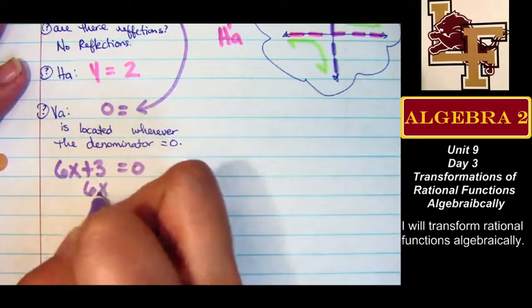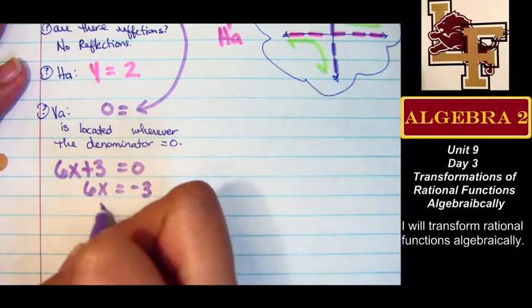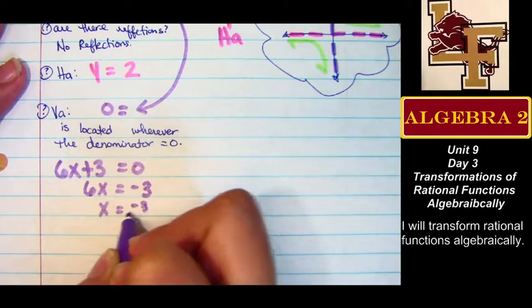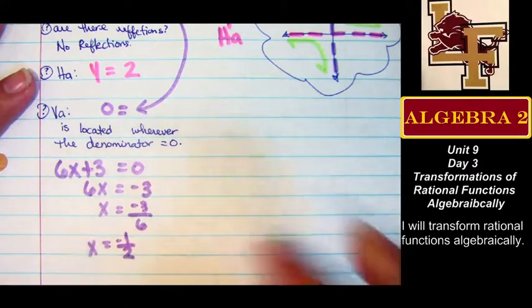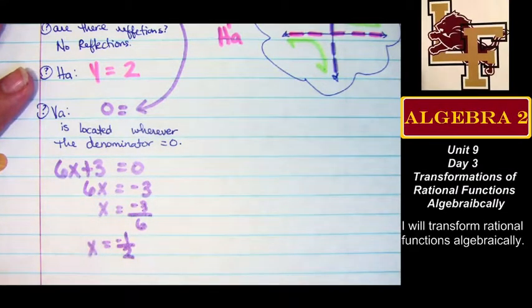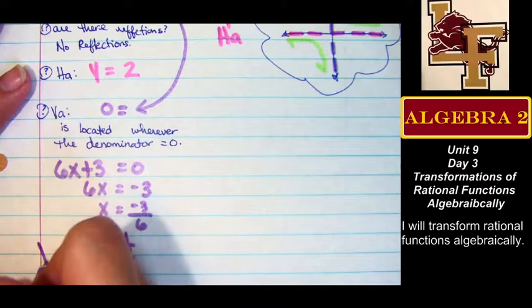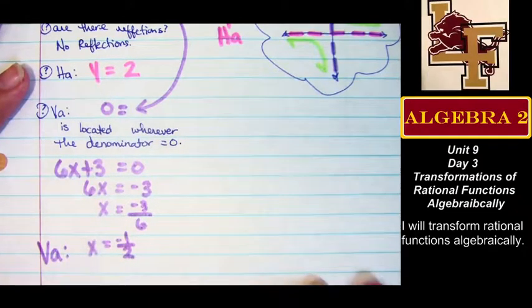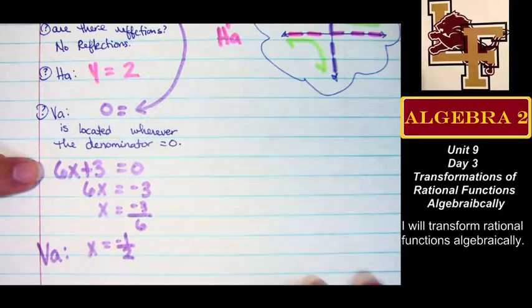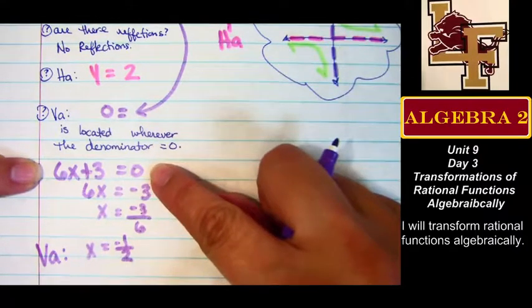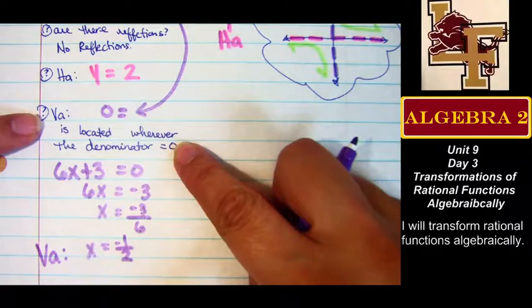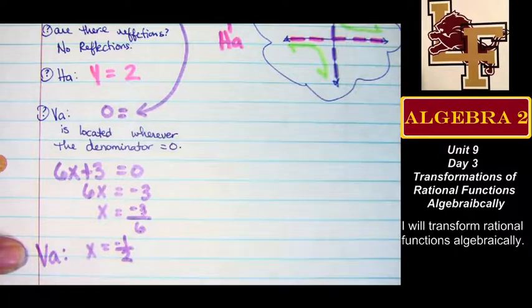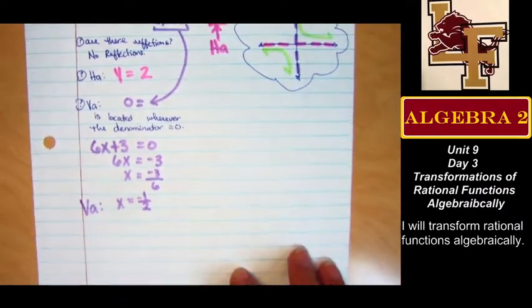Going to subtract 3 from both sides. Going to divide both sides by 6. I'm reducing the fraction. That's our vertical asymptote. I took the denominator, I set it equal to 0, because anywhere the denominator is 0, we have a vertical asymptote. Then I solved it for x. Okay? We have all the information we need to graph it.